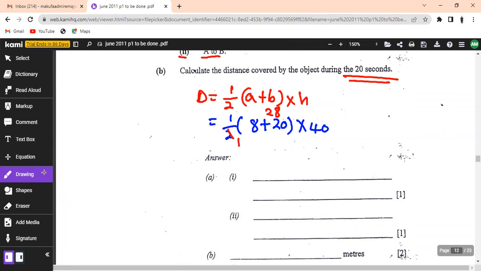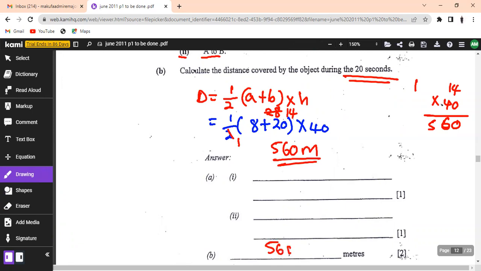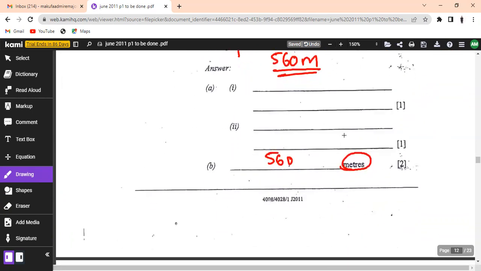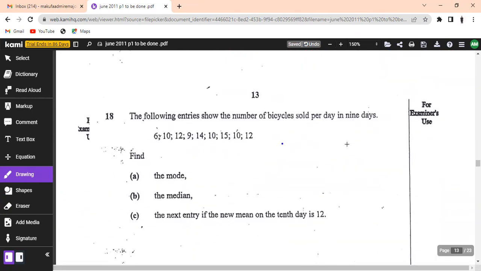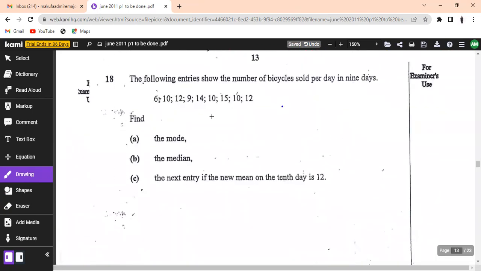Half of 28 is 14. So you have to multiply 14 times 40 in this case, which is 0 here. 4 times 4 is 16, carry 1. 4 times 1 is 4 plus 1, which is 5. So that's going to be 560 meters. That is distance, which is measured in meters. So you're just writing 560 meters, just like that. And it's 2 marks for that. Distance, guys, is area.